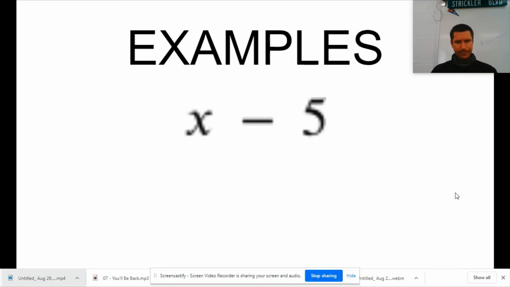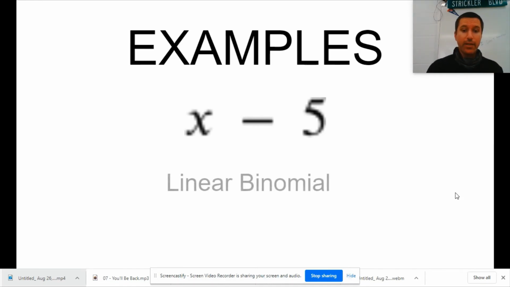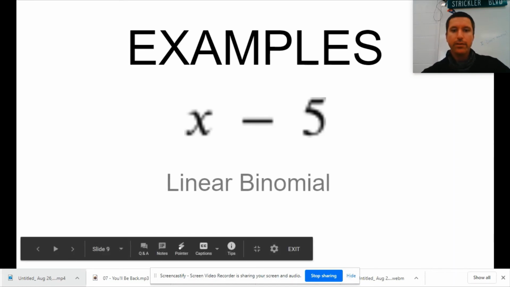All right, some examples. x minus 5. Shout it out. What is it? Give me 2 names. Very good. It's a linear binomial. Linear because x is degree 1. There is no exponent here, but there is. It's a 1. And it has 2 terms. So linear binomial.